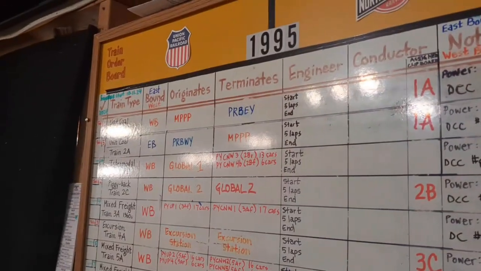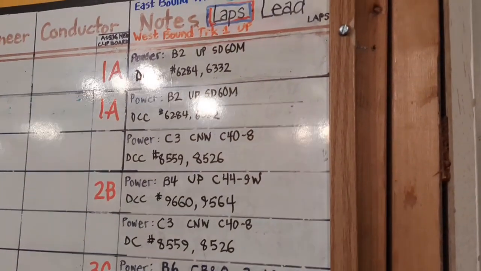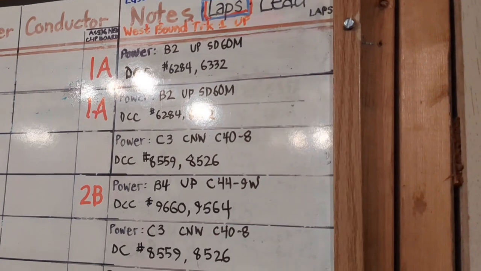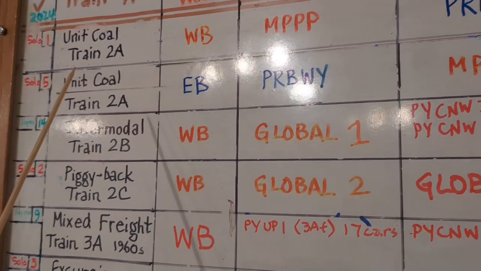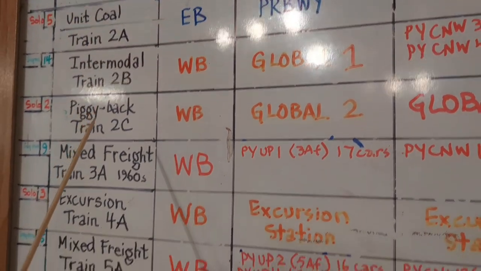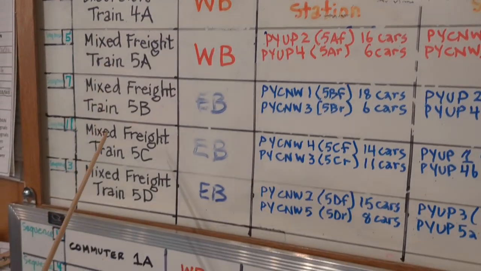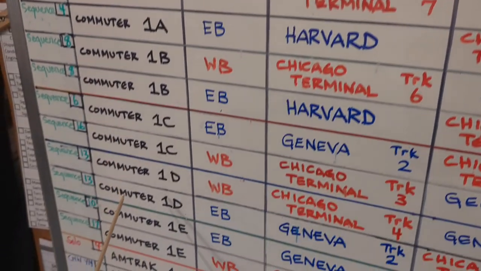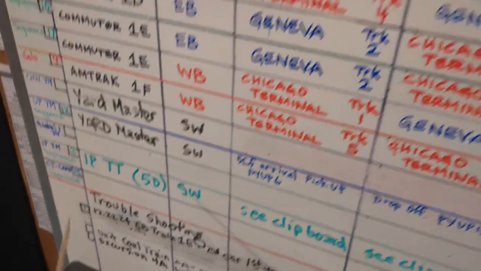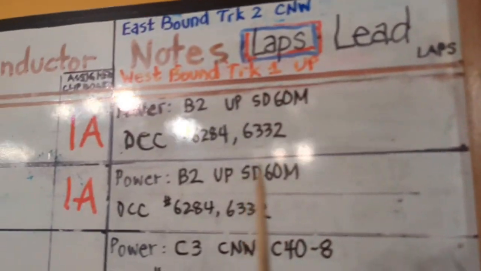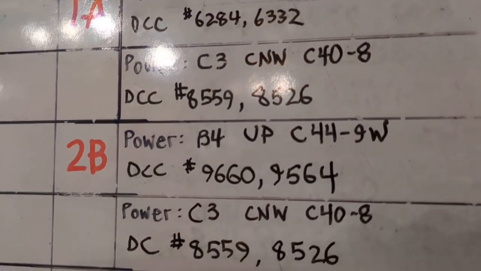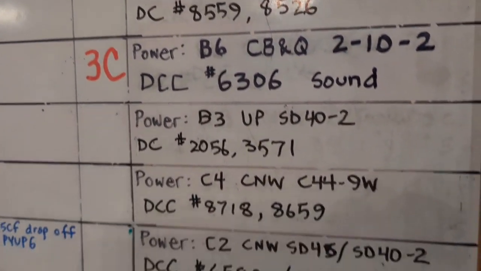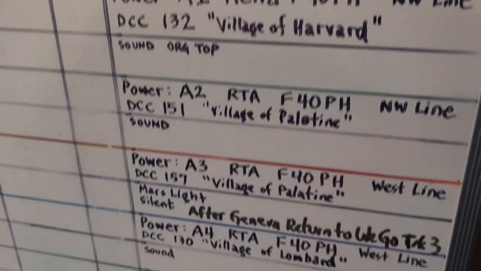So here we are at the train order board. First thing I did was to take that grid and then put down the power assigned to each train. So over here are all the trains: 2A, 2B, 2C, 3A, 4A, 5A through D, and then all the commuter trains. And all of these will be matched up like that. Here's all the power I have signed up based on how often they run. These are all the power assigned to each of those trains. So that is step 5.